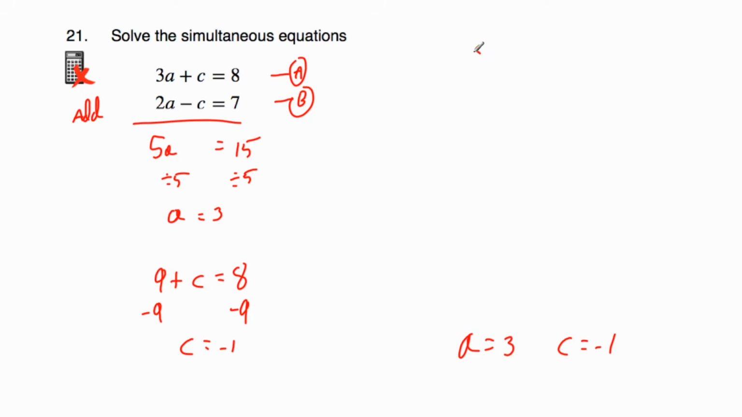And let's check in B. So check in B. So 2a, that's 2 times 3, which is 6, minus c, which is minus 1, so minus minus 1, and hopefully that'll be equal to 7. 6 minus minus 1, well, that's 6 plus 1, which is 7, so you get 7 equals 7, so that's correct. Fantastic. So a equals 3 and c equals minus 1.